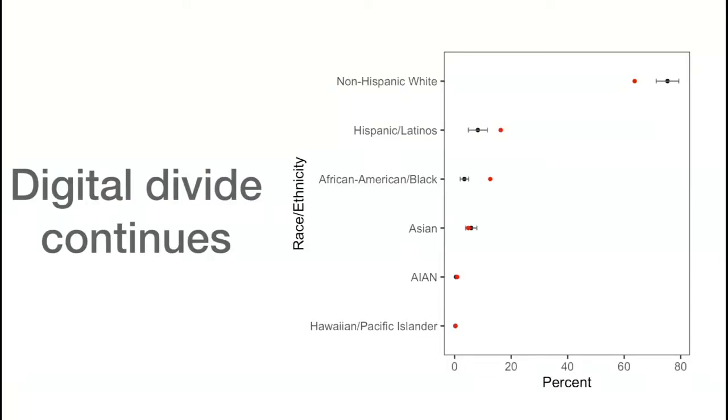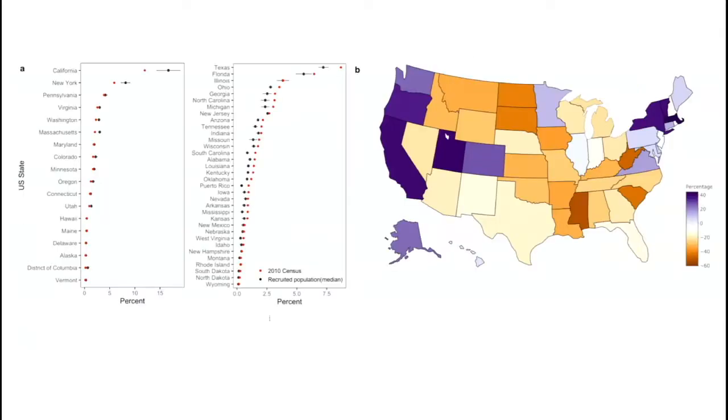Digital divide continues. The red is the U.S. Census proportion of the population by race and ethnicity, and the black is the sample that we have, with the error bars being 1 standard deviation. And you can see there's a significant difference in African Americans, Blacks, and Hispanic Latinos. More needs to be done there, of course.